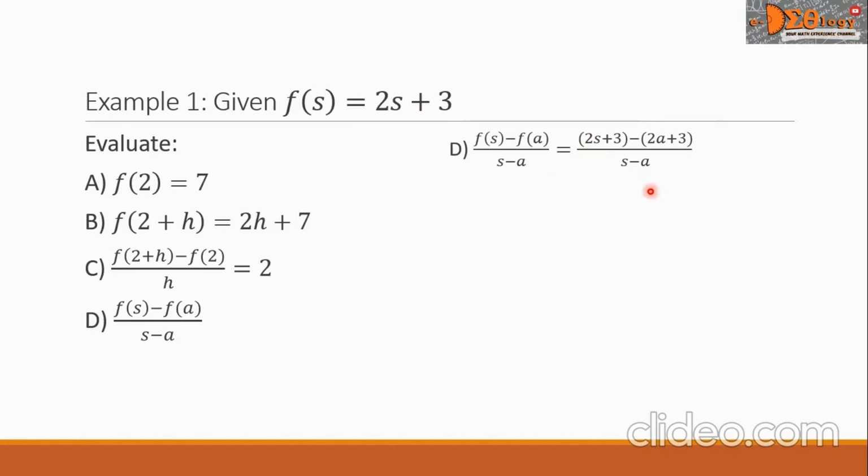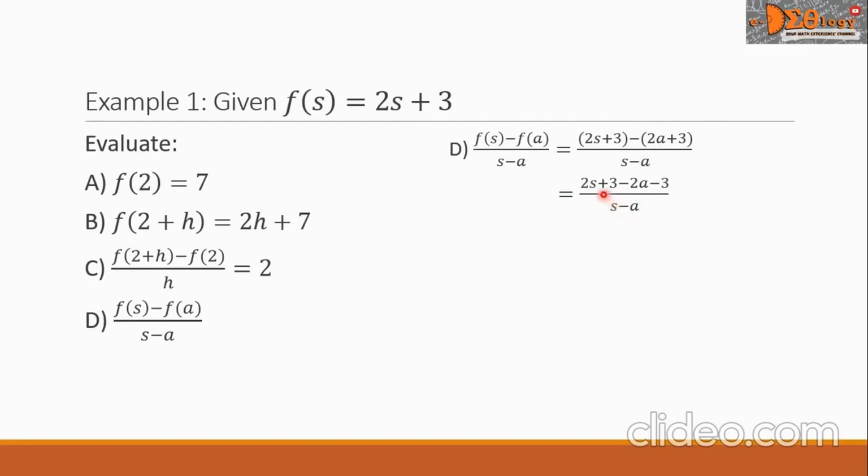Let us simplify further. Let us remove the grouping symbols respectively. In the first group, we can directly remove the grouping symbol. But for the second group, if we remove the grouping symbol, we need to change the sign of all the terms of the second group. So we have now 2s plus 3 minus 2a minus 3, all over s minus a.